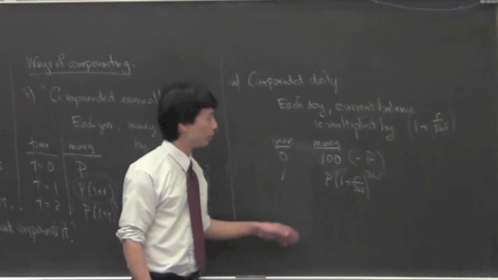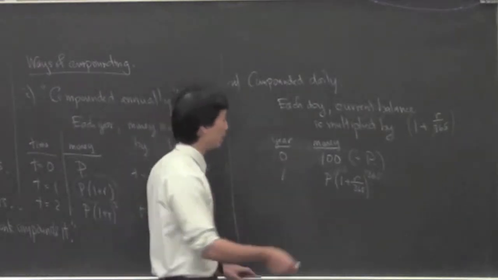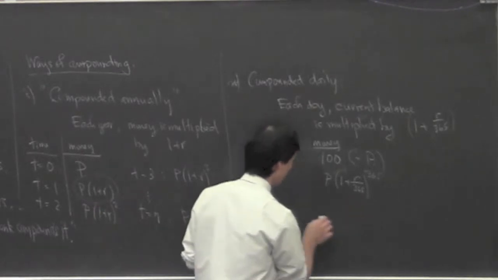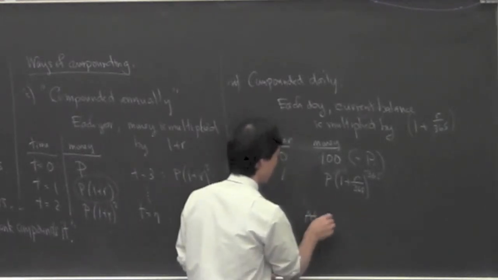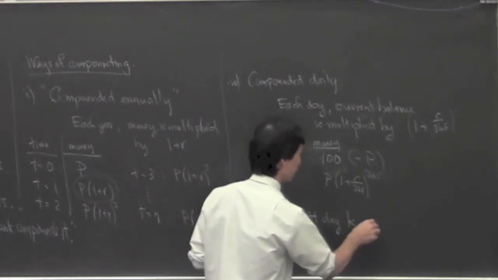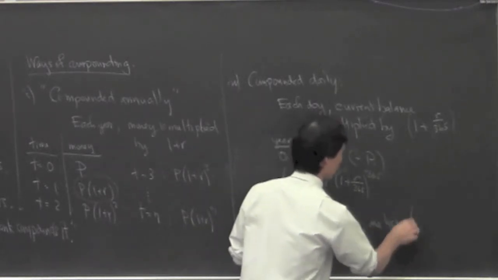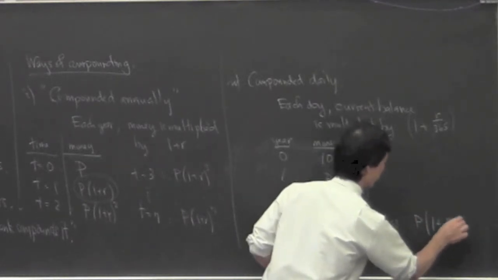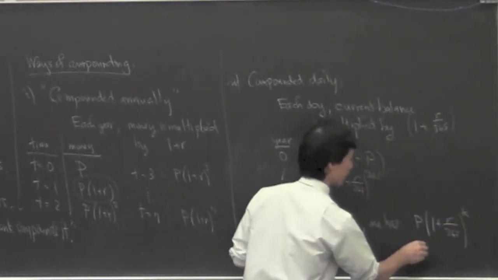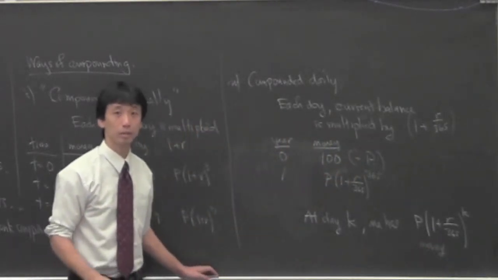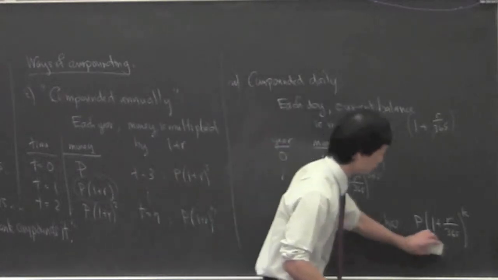Okay, does this make sense? So, right, the formula here would be, at day k, one has P times (1 plus r over 365) to the k.